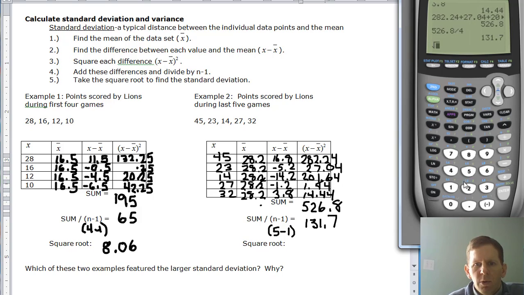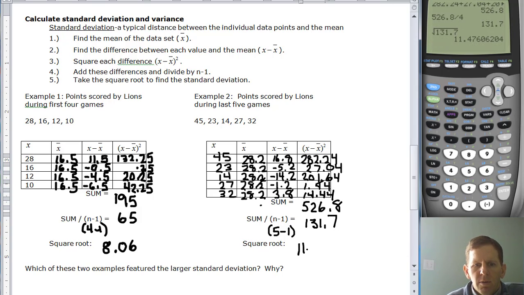Step 5, take the square root of this value. So we're going to take the square root of 131.7. And this number is your standard deviation, which is 11.476. We'll call it 11.48.